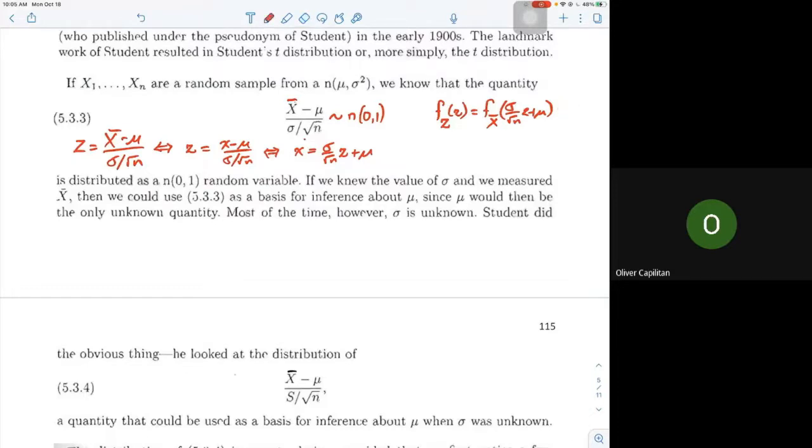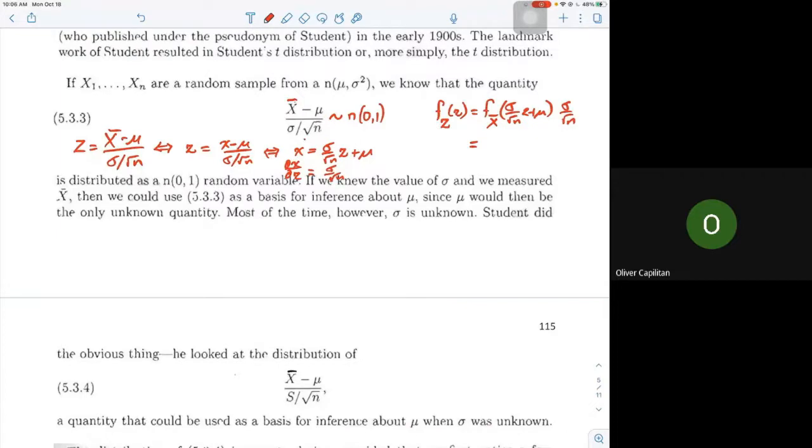So we have here sigma over square root of n. If we take the partial derivative of this with respect to z, we have sigma over square root of n. And then we know that we have a one-to-one transformation from script A onto script B. Then we can now show that z has a standard normal distribution.